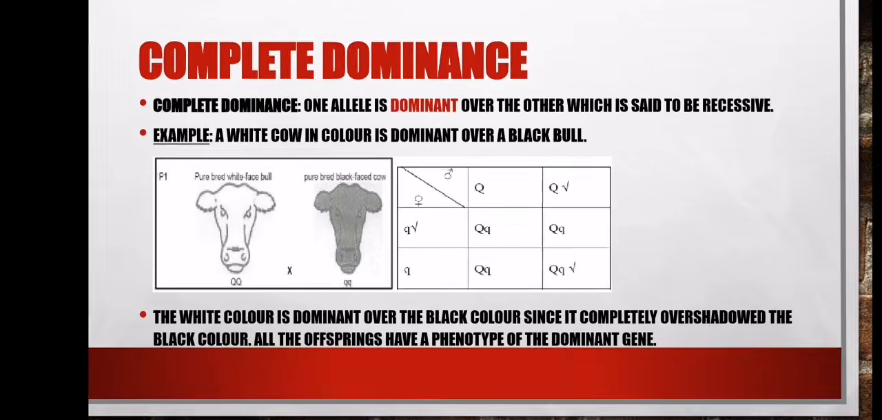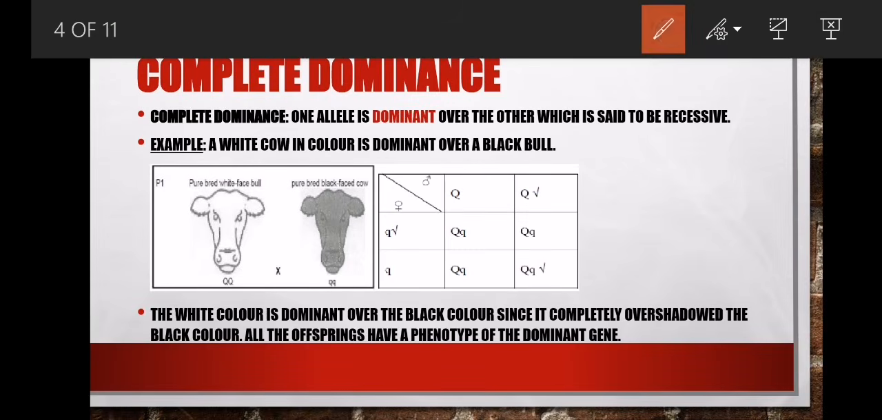When they cross the two parents, the offspring are capital Q, small q for all of them. It means all the first generation are white. Since they are white, it means white is dominant over black. Then what type of dominance is this one? We say it's complete dominance.